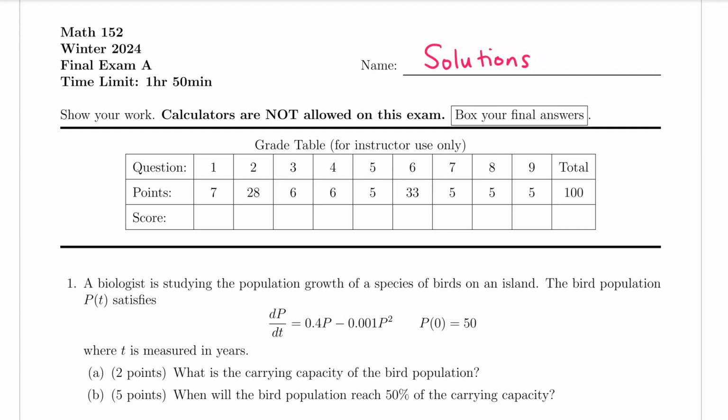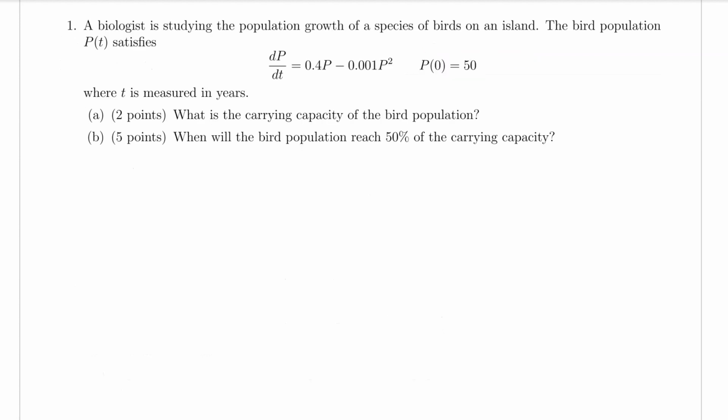Question 1 says, a biologist is studying the population growth of a species of birds on an island. The bird population P of t satisfies the differential equation dP/dt is equal to 0.4P minus 0.001P squared. P of 0 is equal to 50, and t is measured in years. Part A says, what is the carrying capacity of the bird population?